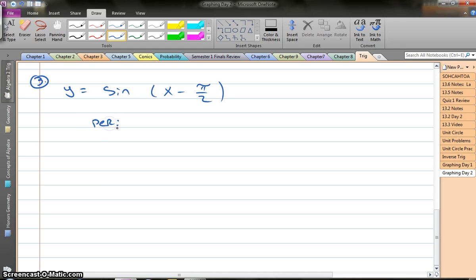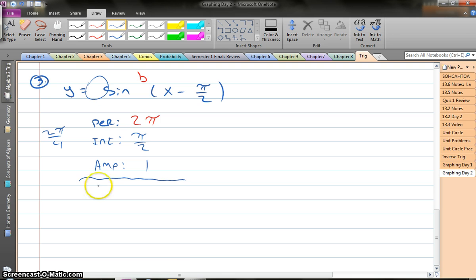So my period, well, it's 2 pi over b. In this case, my b value is just 1. So my period's 2 pi. Now my interval is your period over 4, which is pi over 2, or 1/2 pi. Here my amplitude is 1.